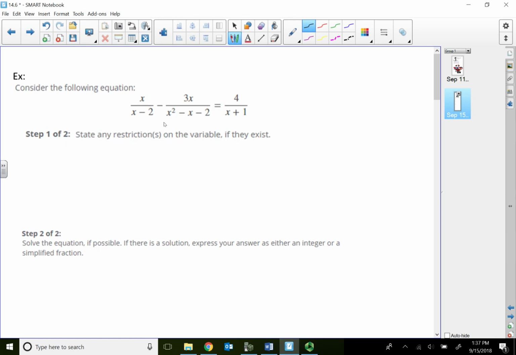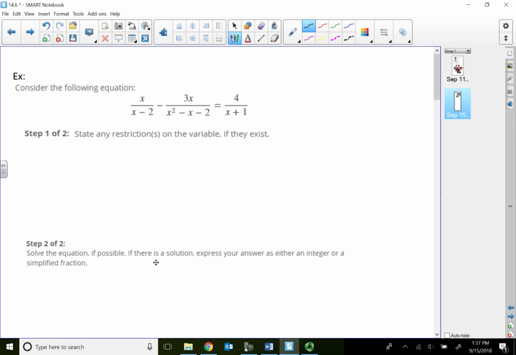All right, let's write down the restrictions first. So this time I got 3 separate denominators, so let's find the restrictions. First denominator, x minus 2 cannot equal 0, therefore x cannot be positive 2, by moving the negative 2 over. The second one, x squared minus x minus 2 cannot equal 0, so this is a quadratic equation I'm pretty much solving. So let's see what I came up with.